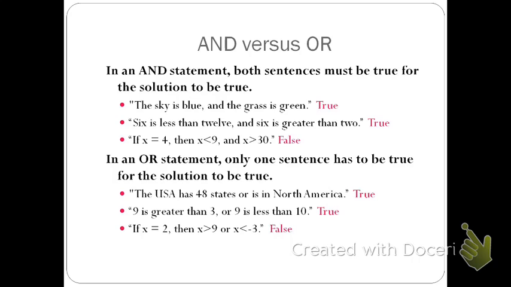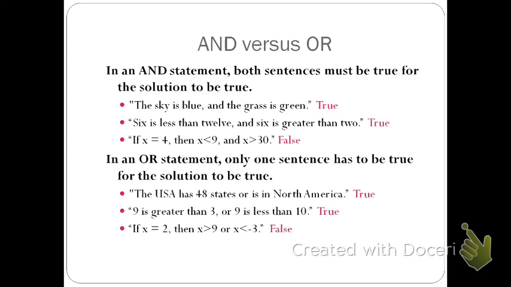In our next example, if x is equal to 4, if x was less than 9, is 4 less than 9? True, but is x greater than 30? Well, 4 is not greater than 30, so that would be false. Because both of those statements are not true, then the statement altogether would be false if it was an and statement.